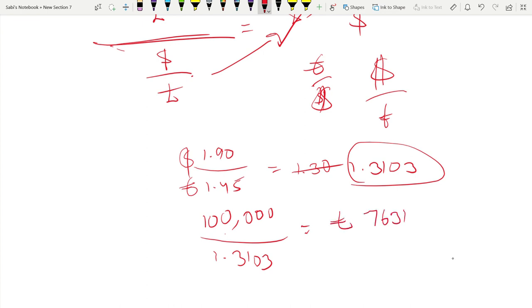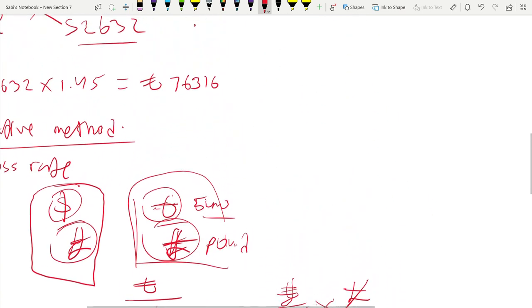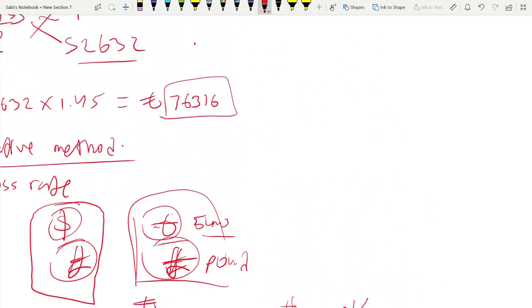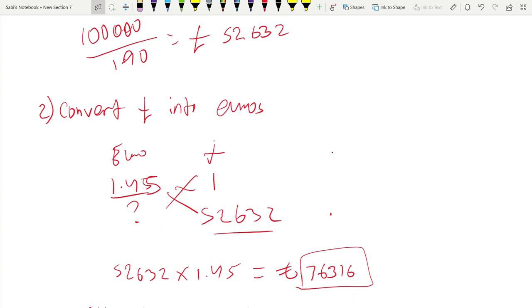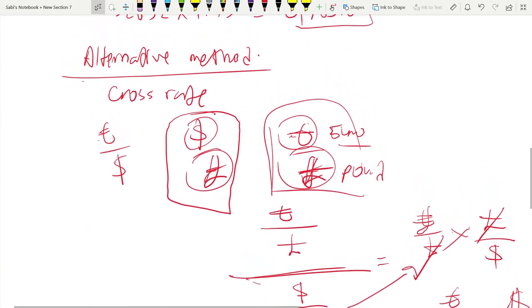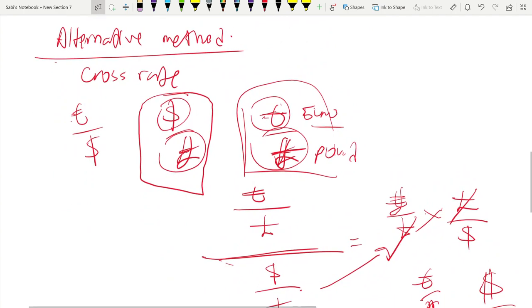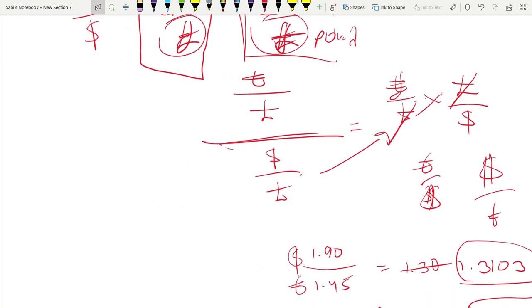76,318. Compare this with this: 76,318, and here you are getting 76,316. The difference is very small. You will get a similar answer only. But this first method is a longer method. It will waste a lot of time, so I will not suggest that. I will use the second, alternative method: find the cross rate and then get the value of 100,000.